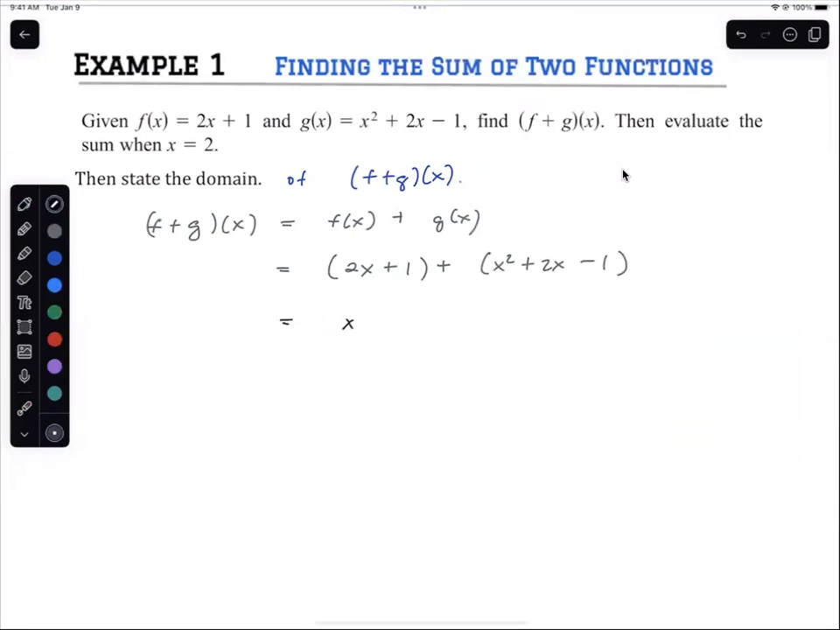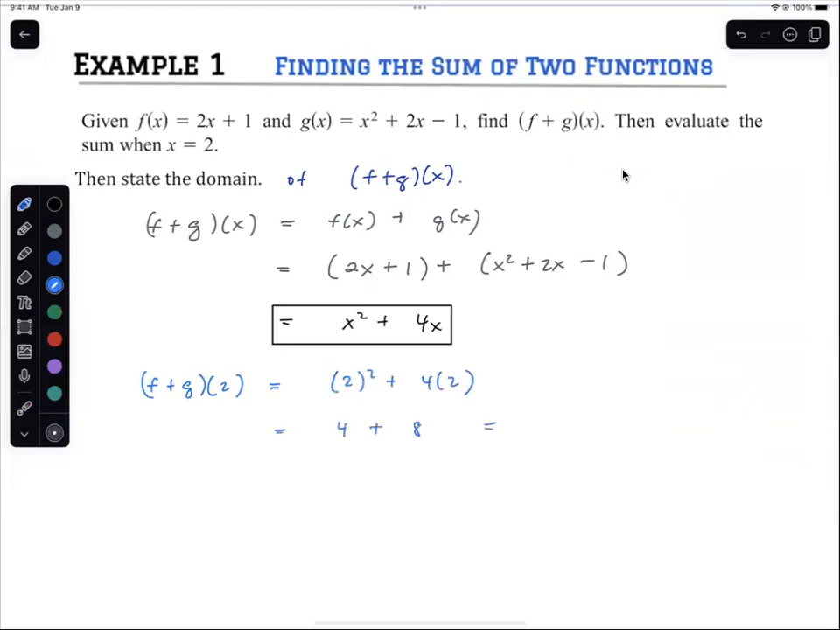So x squared plus 4x, 1 minus 1 is 0. So this is f plus g of x. So f plus g of 2 means that in this result, wherever you see an x, we're going to change it to a 2. So that means that we're going to do 2 squared plus 4 times 2, which is the same thing as 4 plus 8, which is 12.